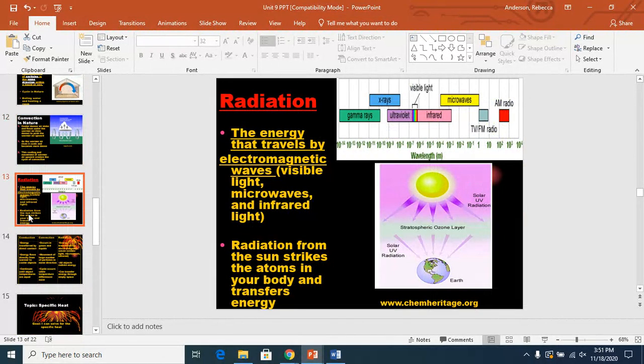Then the third type is radiation. Now we had a whole unit on radiation earlier on in the year, so we're not going to talk about it too much since we've already studied it. But radiation is the energy that travels by electromagnetic waves like visible light, microwaves, infrared light. So this is like laying outside and the sun is shining. You get the warmth from the sun. Well, that's an example of radiation. It's also like how if you were to touch a light bulb as soon as it is started or as if it's on, it is hot. That is also a form of radiation.